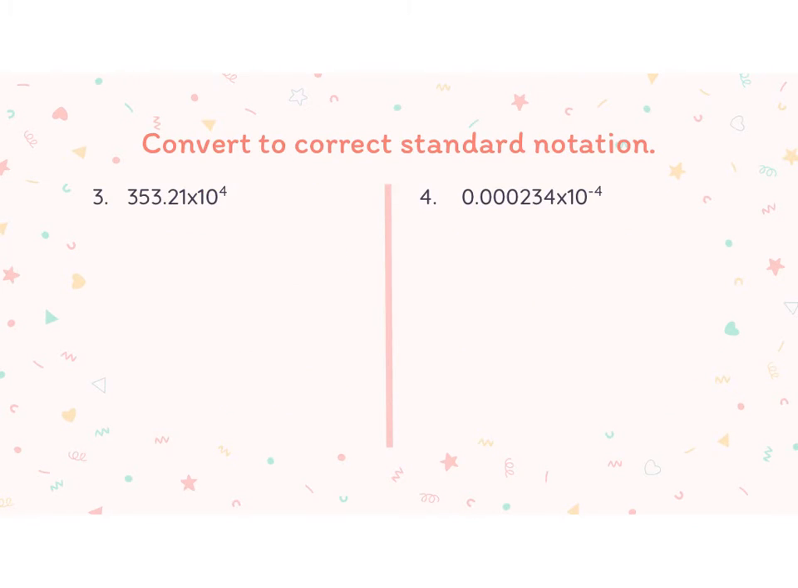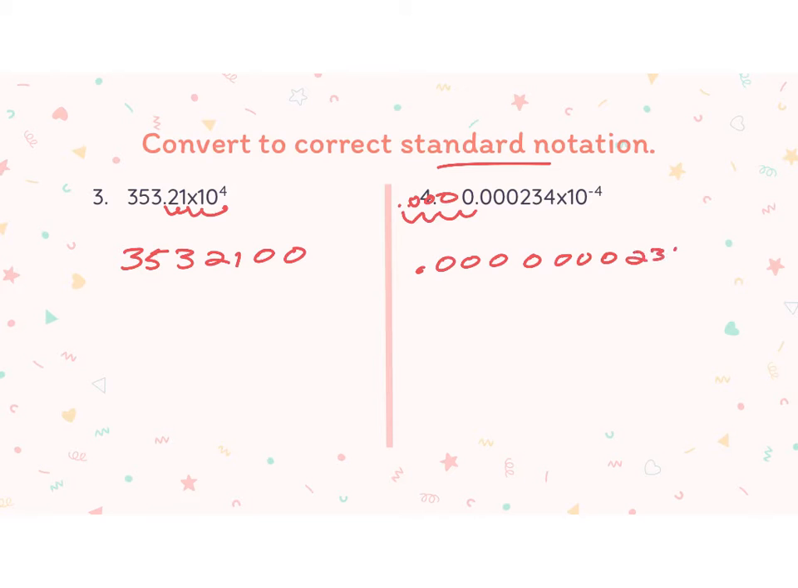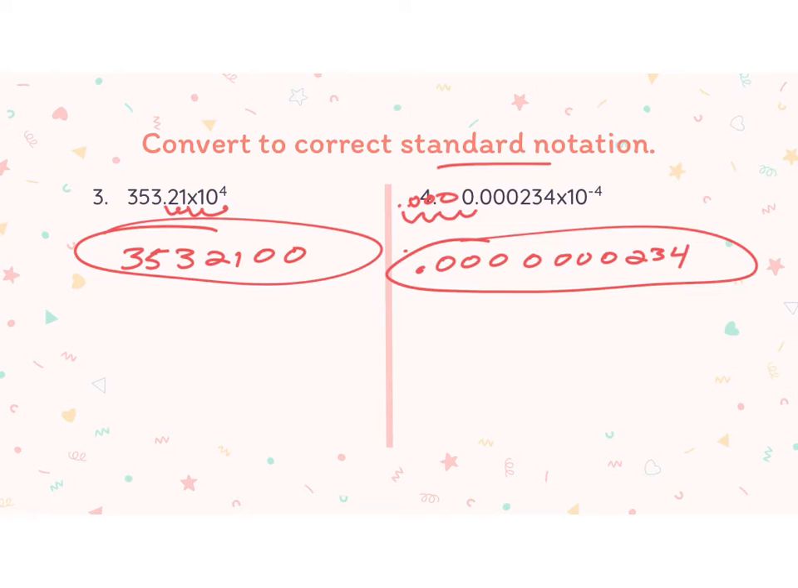Because you guys should be really, really good at finding some of these. And 1, 2, 3, 4. So 3, 5, 3, 2, 1, 0, 0. Correct standard notation. 1, 2, 3, 4. So I got to add in 3 zeros. So 0.000 0, 0, 0, 0, 2, 3, 4. So these are the two correct standard notations.